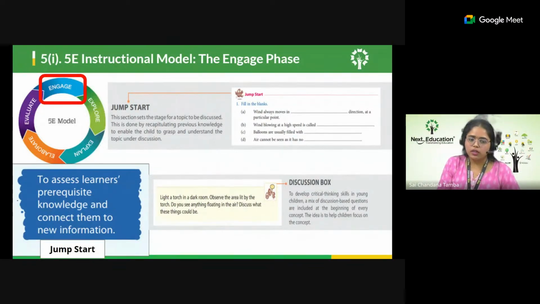First, when it comes to the 5E model, we start with engage. Engage is where you engage the students or check their prior knowledge. That is how, whenever we start a chapter in our Next Science books, we start with a jump start.